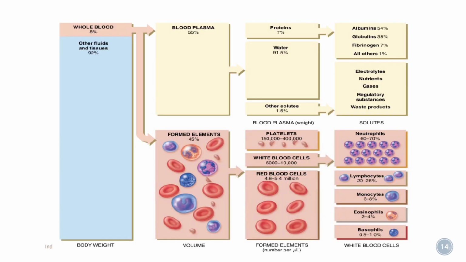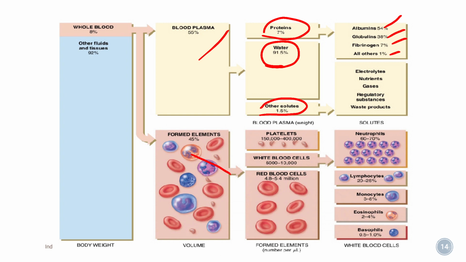So if you take the whole blood, it is divided into blood plasma and formed elements. In blood plasma, the major amount is water. Then we have proteins and other solutes. If we take the proteins, we have albumins, globulins, fibrinogens, and there are other substances dissolved in it. Then we have other solutes which include electrolytes, nutrients, gases, regulatory substances, and some waste products.